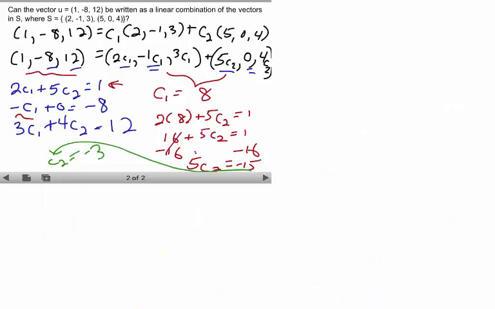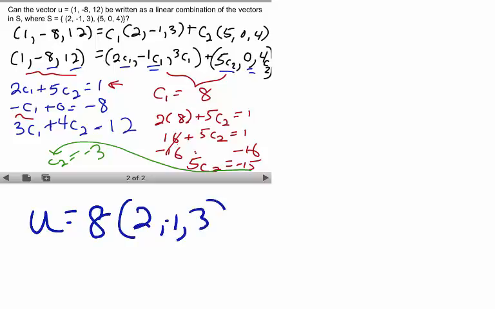By obtaining these values for c sub 1 and c sub 2, we are now able to show that we can write vector u as a linear combination of the vectors in S. So in other words, we can say that u is equal to 8 times (2, -1, 3) minus 3 times (5, 0, 4). So this concludes our example.